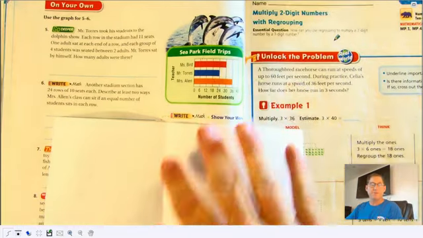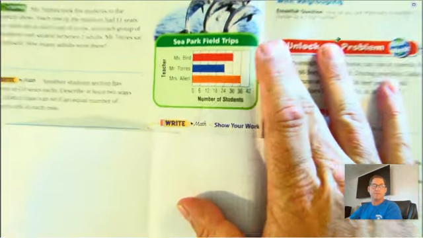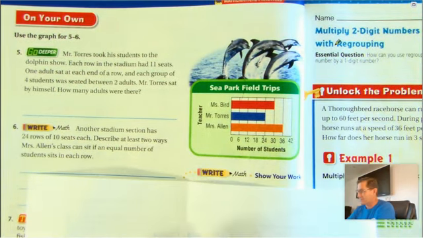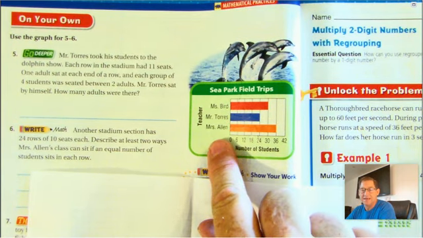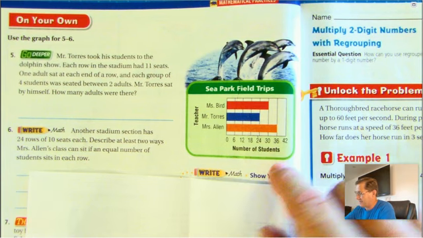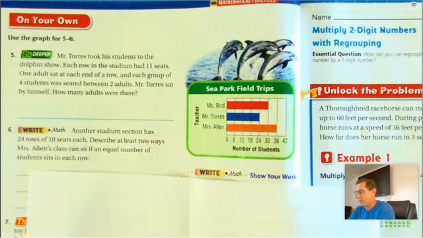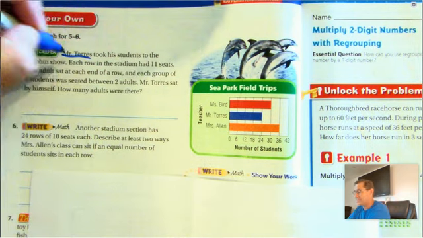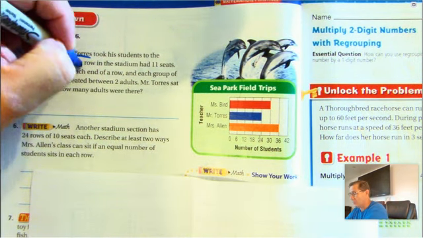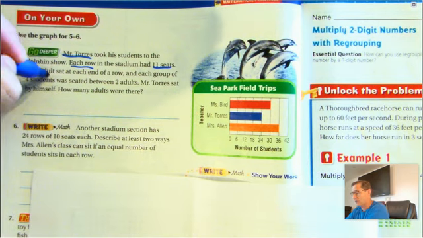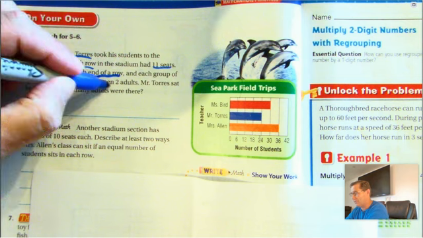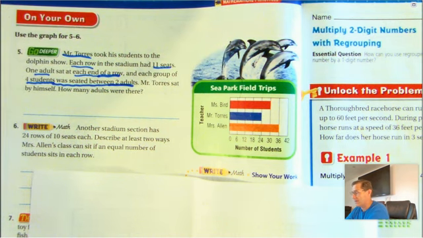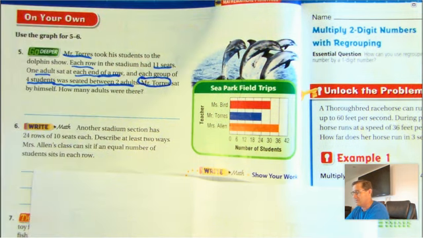All right, so let's continue with number 5. Okay, so it says use the graph for numbers 5 and 6. So we have Sea Park field trips, Miss Bird, Mr. Torres, and Mrs. Allen. And these are the number of students in each of those teachers' classrooms. So Mr. Torres took his students to the Dolphins show. Each row had 11 seats. One adult sat at each end of a row, and each group of 4 students was seated between 2 adults. And Mr. Torres sat by himself. So how many adults are there?